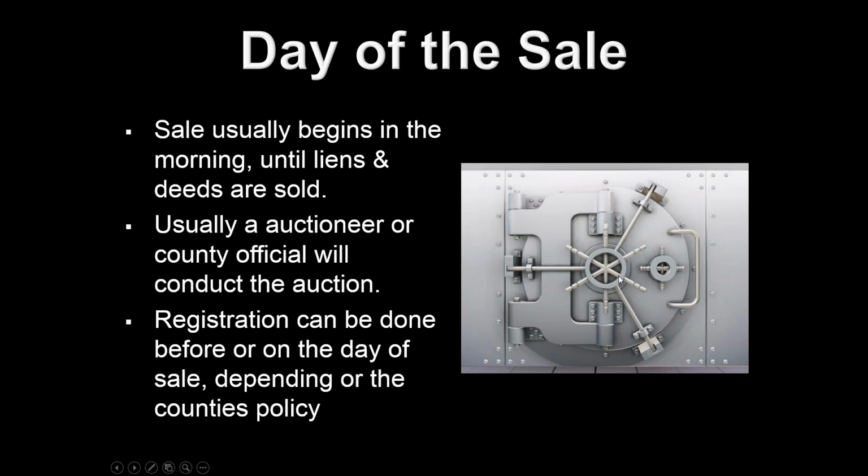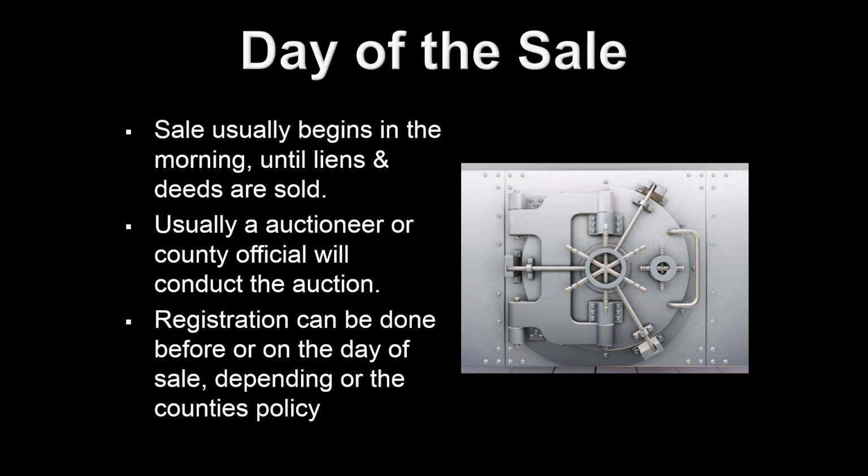Now, what's going to happen on the day of the sale? Well, the sales usually begin in the morning, and it's going to continue until all the tax liens or deeds are sold. In the past, I talked about how the auction may go several days. Usually the biggest counties will have some type of online auction now, but it's possible that the sale could go for more than one day. But usually it's going to be a day. Also, an auctioneer or county official will conduct the auction, and it's really just like any other type of auction. If you've ever been to an estate sale or anything like that, it's similar.